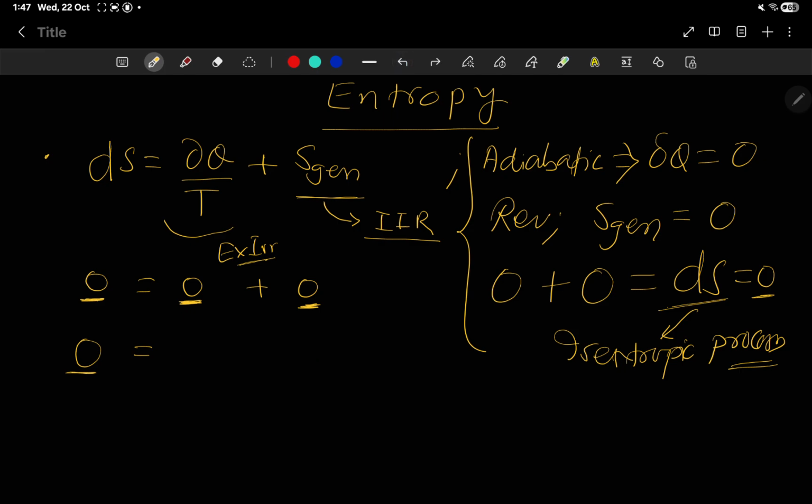So we know this S generation is always positive. So what we can write, we can get 0 only and only if this is a combination. Here there are some external irreversibilities present in the system, and some internal irreversibilities are also present, but the overall effect will be what? The net effect will be 0. This means this process will be isentropic in nature. Okay, so this is one important point.